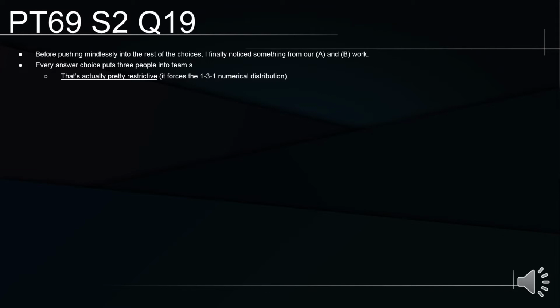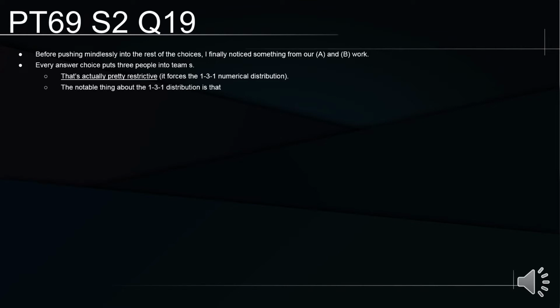What I mean by 1-3-1 here, for those of you who aren't aware of what numerical distribution means, it means that Team R on the left has 1 person in it. Team S in the middle has 3 people in it, and Team T at the end has 1 person in it. And that's a set thing. And it's not like there's 2-2-1 or 2-1-2 or some weird variability like that. It's just set at 1-3-1. That's what happens when you put 3 people into Team S. And that's very restrictive. And that's something that we actually tend to like in very open-ended games because it gives us some restriction and some certainty and some finality.